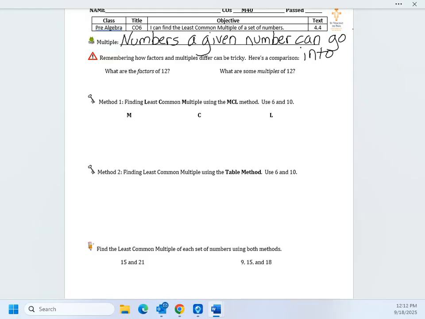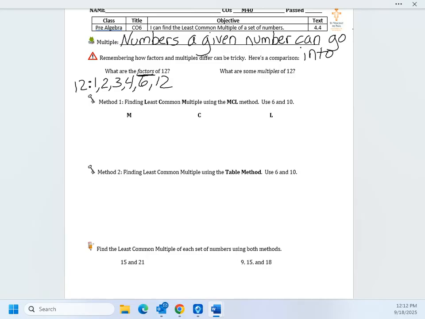Here's a comparison. Factors of 12, that's when we break our 12 down. So those factors could be 1, 2, 3, 4, 6, and 12. Because we can multiply numbers together to get up to 12. That's the factors. So factors are when you break the number down.